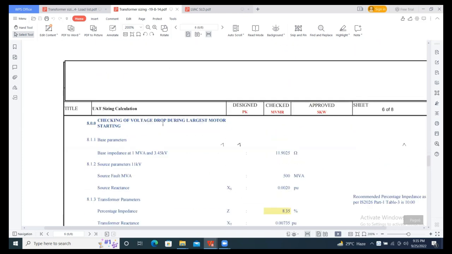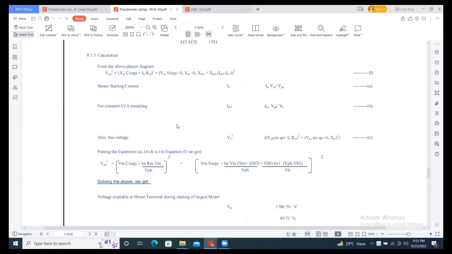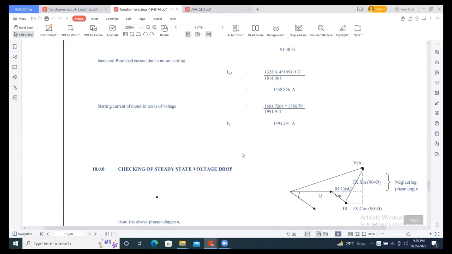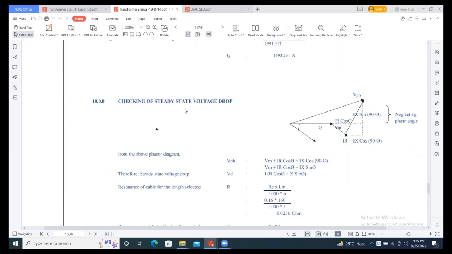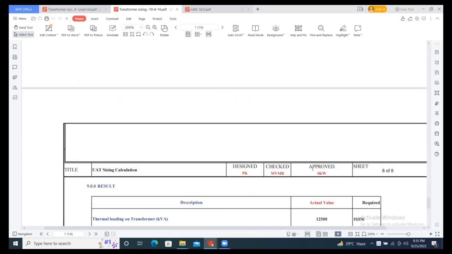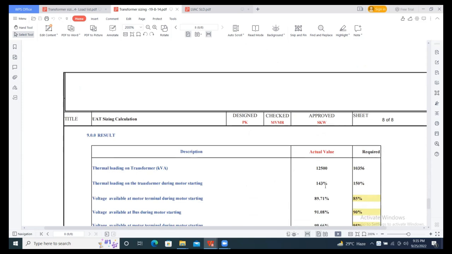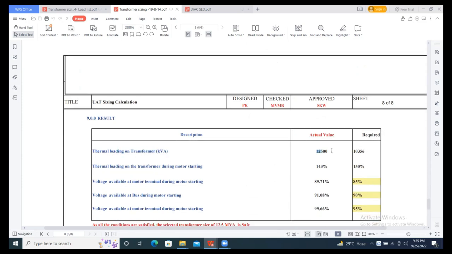So after this, I am calculating the voltage drop during the largest motor starting. These are the formulas, big formulas. This is during transient. I also have to calculate the steady state voltage drop, like I into R cos phi plus X sin phi. That also I am calculating. And I am tabulating here the voltage limits. The thermal loading on the transformer is this, the required is this. Thermal loading on the transformer during motor starting is 143% only, if I divide it with 17,886, but my required is 150%. So it is also safe.